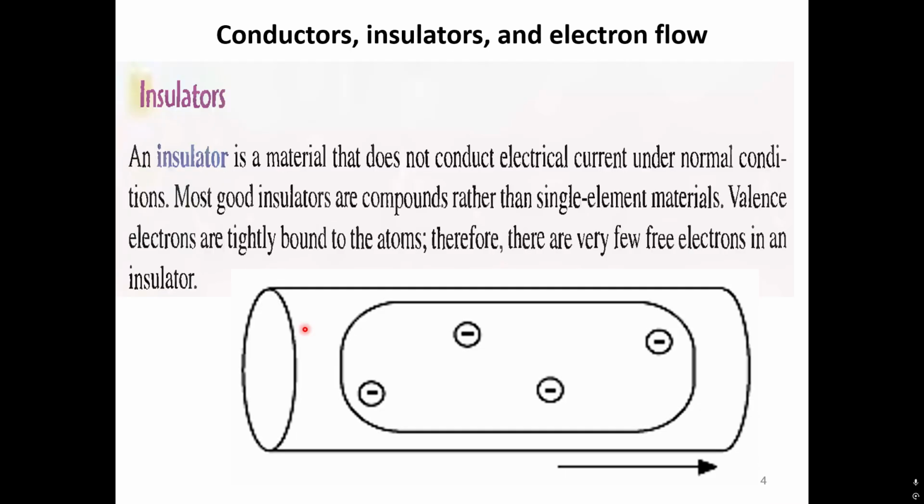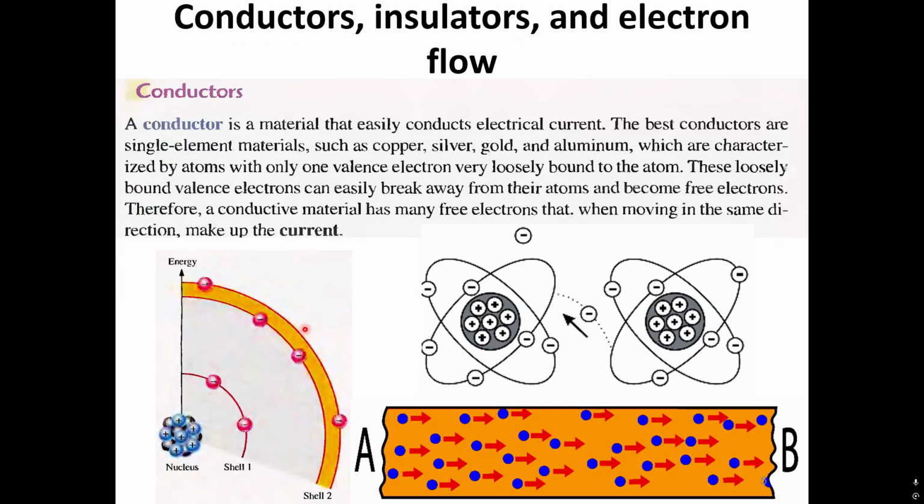Next, conductors, insulators and electron flow. Insulators. An insulator is a material that does not conduct electrical current under normal conditions. Most good insulators are compounds rather than single materials. Valence electrons are tightly bound to the atoms in the case of an insulator. Therefore, there are very few free electrons in an insulator.